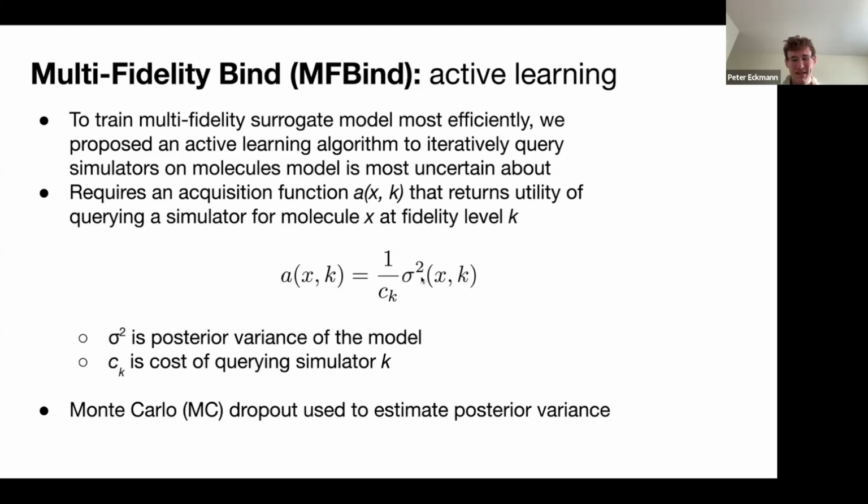And then the sigma squared, which is the posterior variance, essentially, we use Monte Carlo dropout to estimate that. So that means we give the model the same input multiple times, and we train it with dropout.